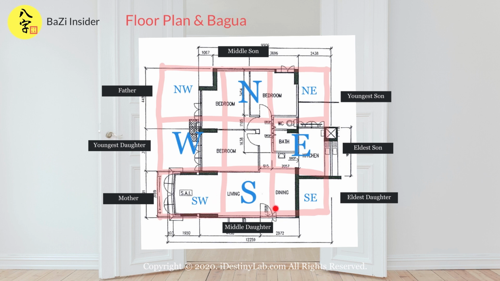So each box tells us something about the occupants living in the unit. South direction represents the middle daughter. Southwest direction represents the mother. West direction represents the youngest daughter. Northwest direction represents the father. North direction represents the middle son. Northeast direction represents the youngest son. East direction represents the elder son. And the southeast direction represents the eldest daughter.